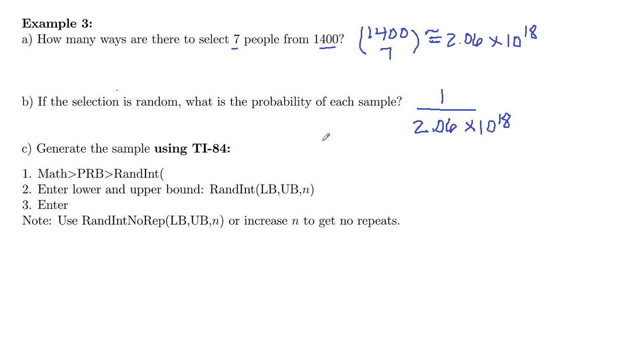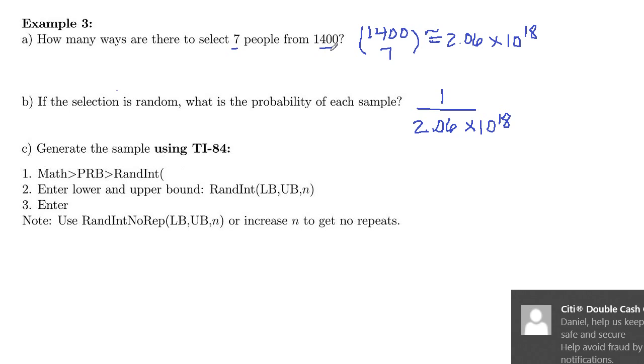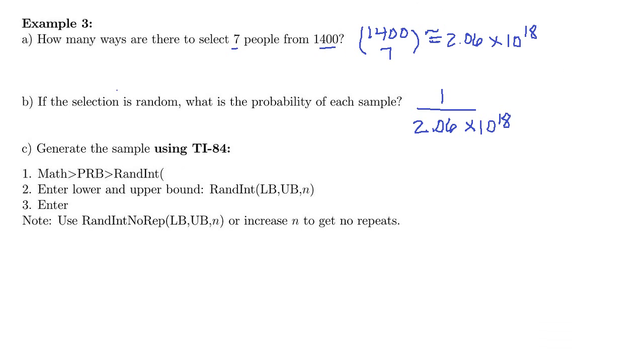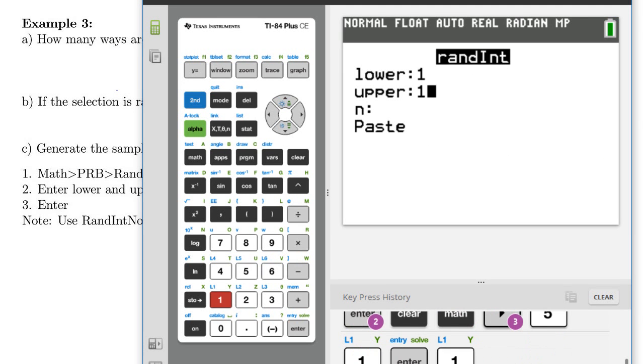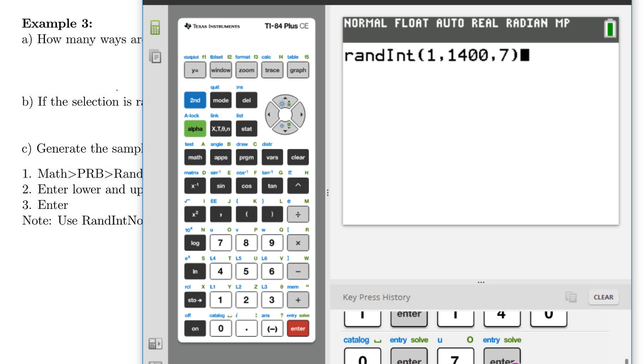So our lower bound, we're selecting numbers. How many ways are there to select 7 people from 1400? So you number the people 1 to 1400, and then you select 7 numbers from 1 to 1400. So our lower bound here will be 1, our upper will be 1400, and then we are selecting 7, and paste. And there's our selection of 7.